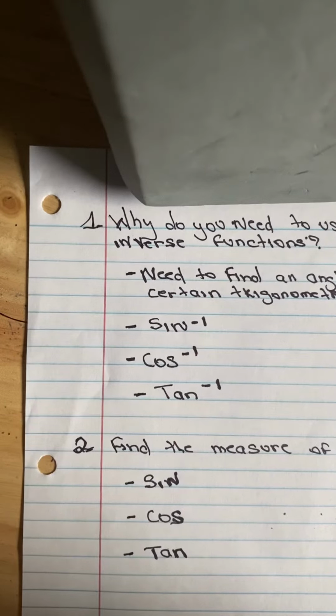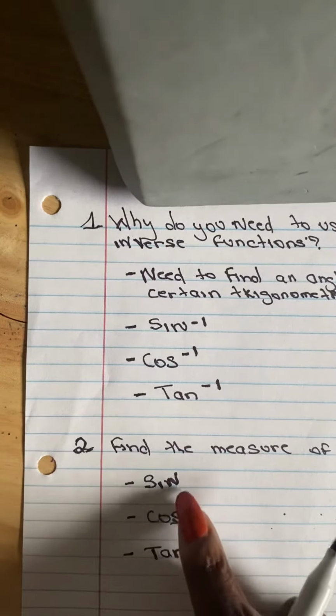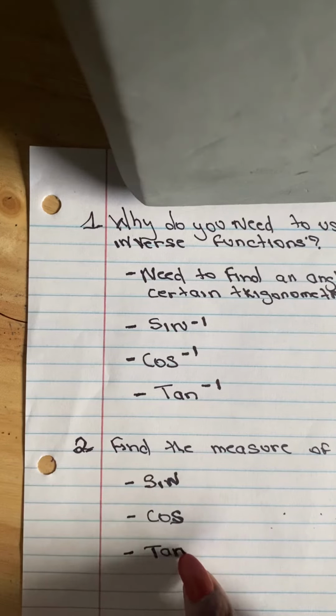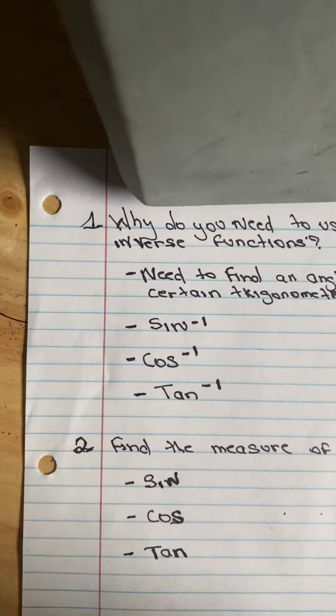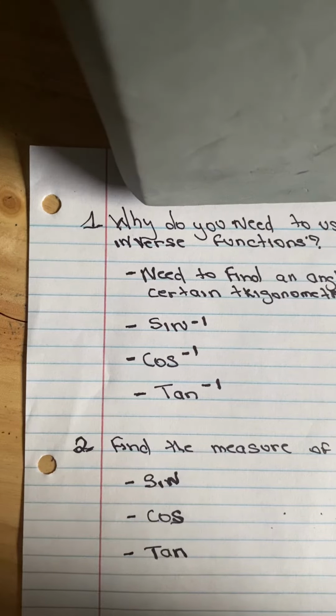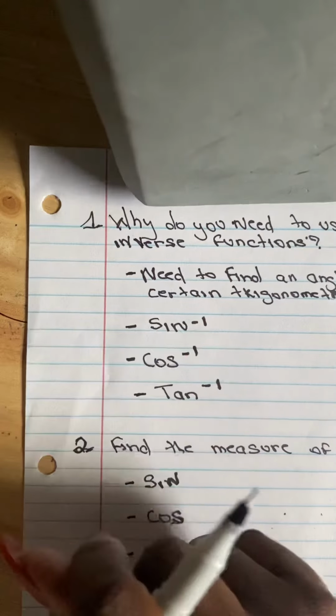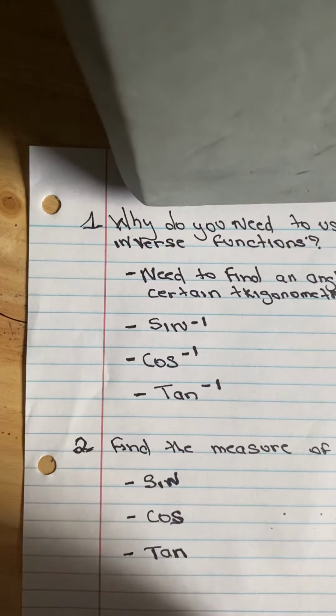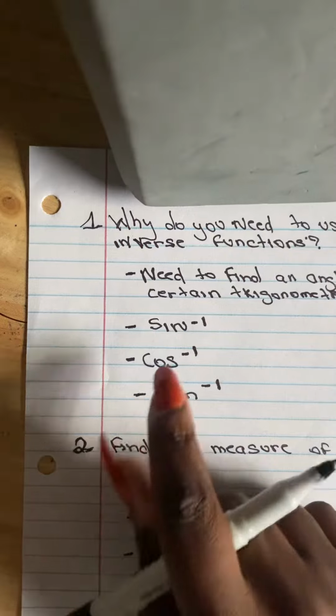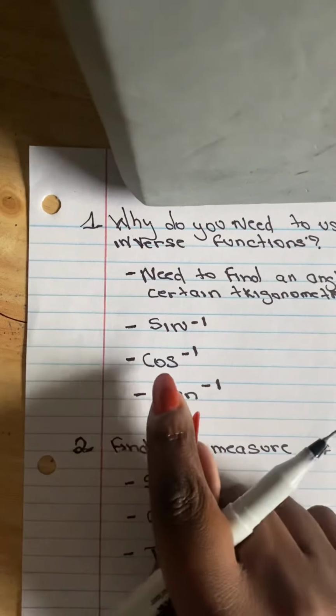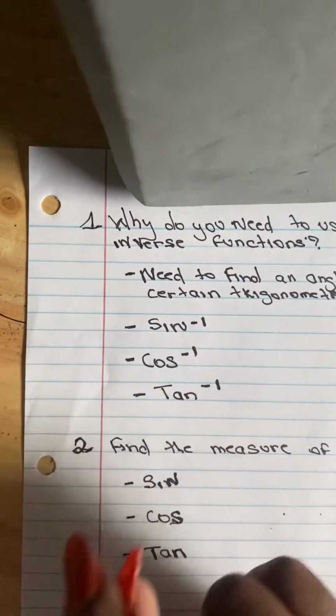So when you are given these specific values, such as for sine, cosine, tangent, and you need to find the exact measurement of the angle, all you have to do is use the inverse functions. And again, there are three of them on your scientific calculator, which are the inverse of sine, the inverse of cosine, and the inverse of tangent.